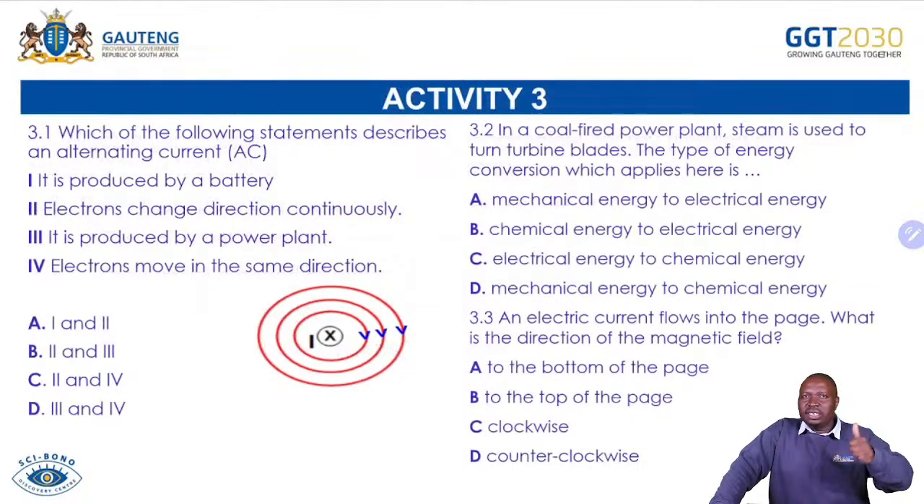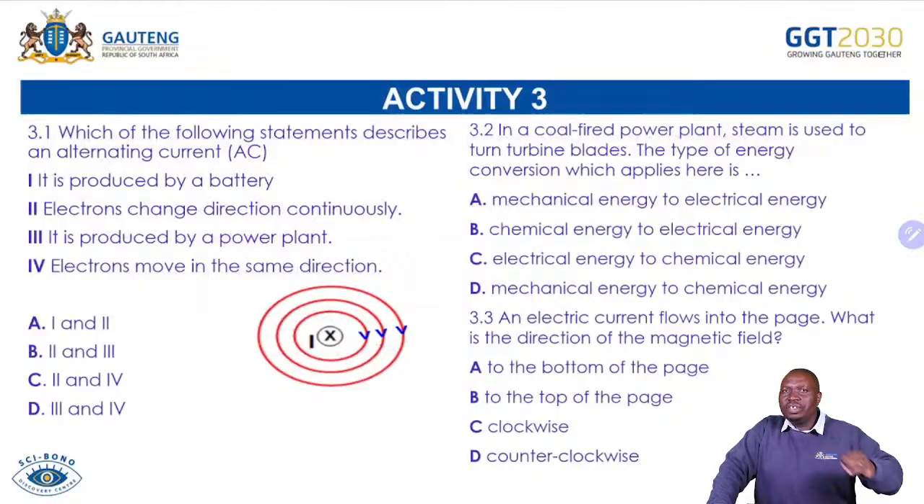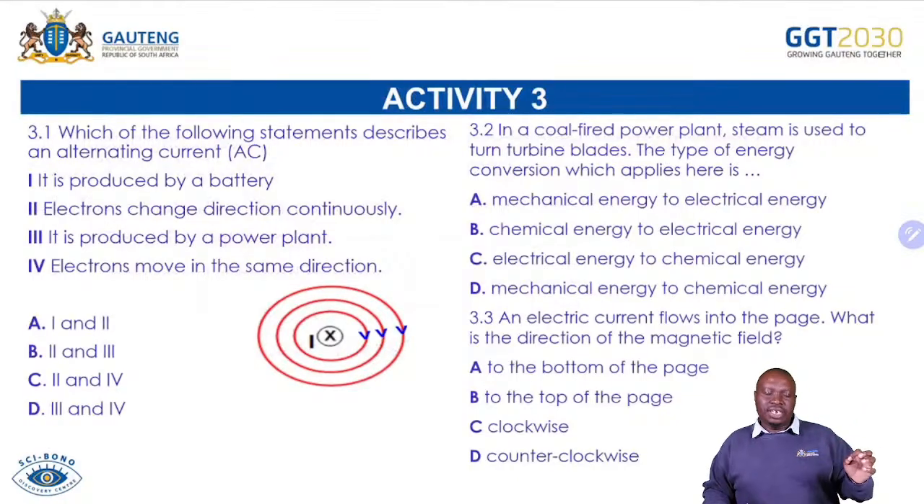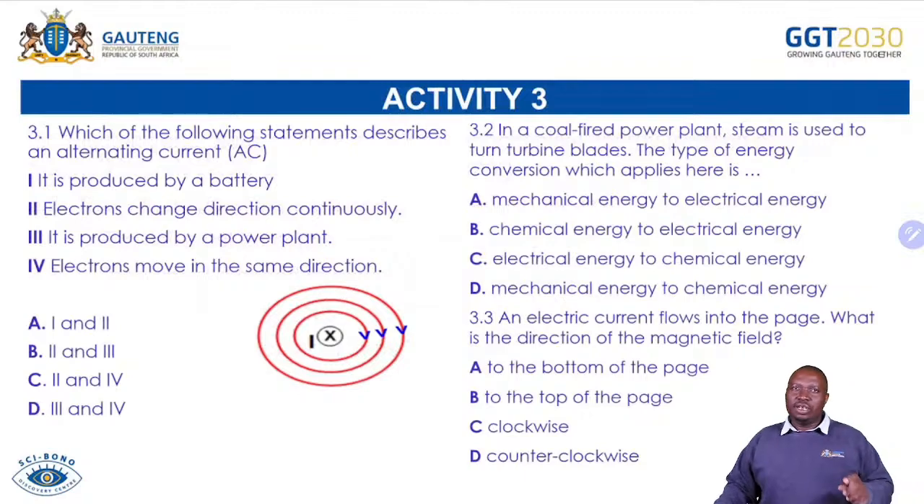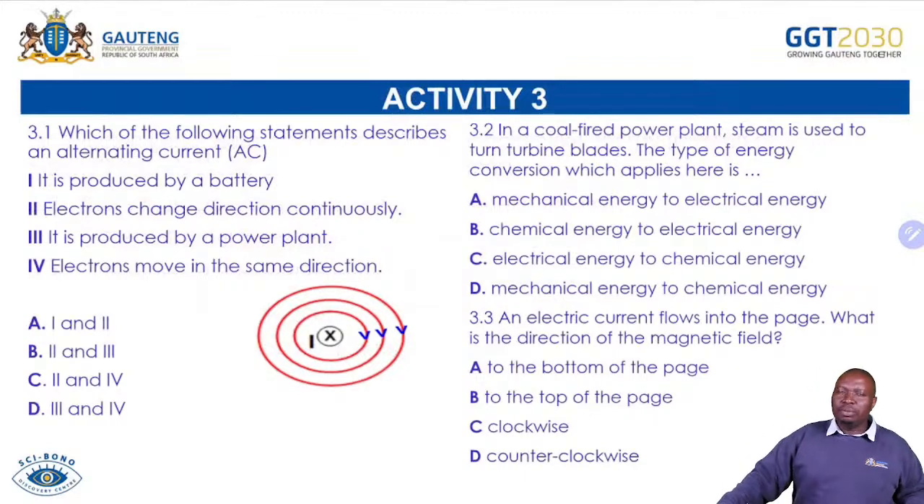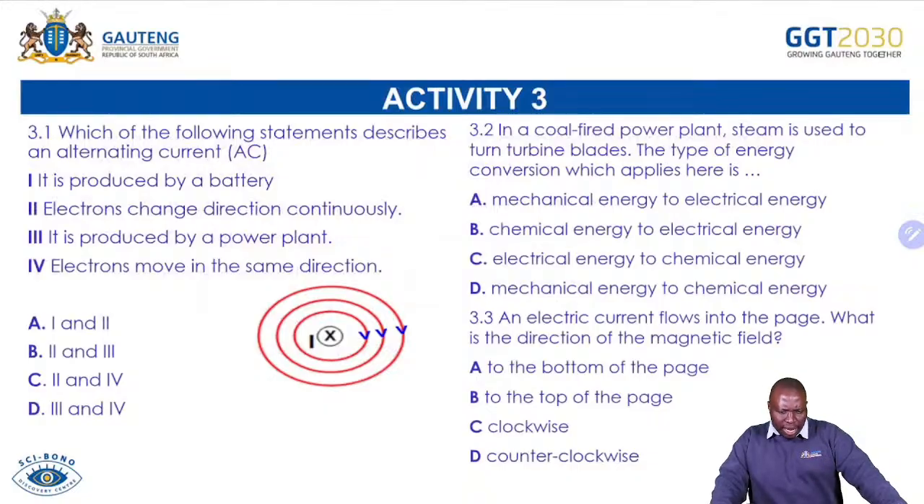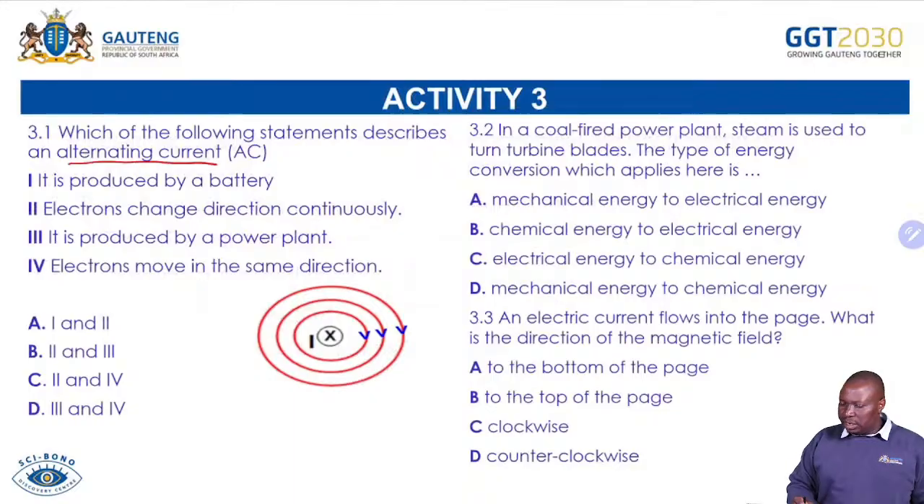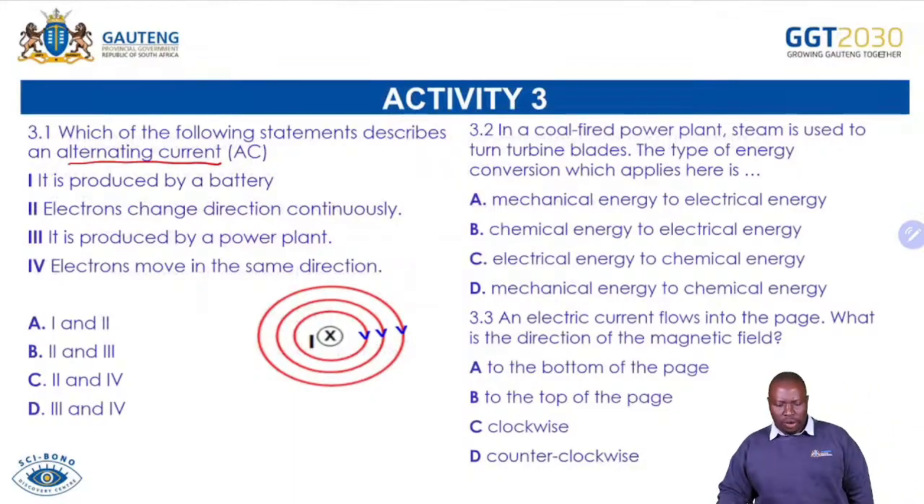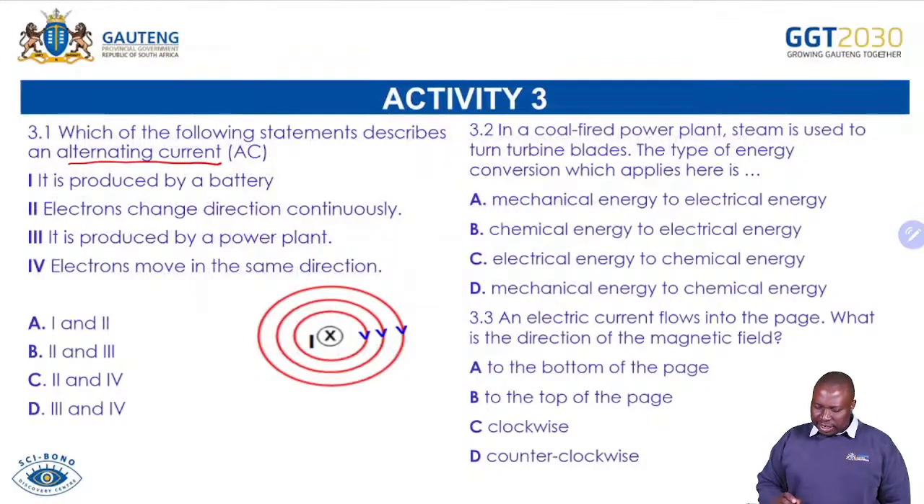So as a strategy, always remove the distractors, and after removing the distractors, ensure that of the 2 options that you are left with, you choose the correct one and be able to get all the multiple choice questions. And then let's look at this one. It's saying, which one of the following statements describes an alternating current? So we're looking at alternating current. It is produced by a battery.